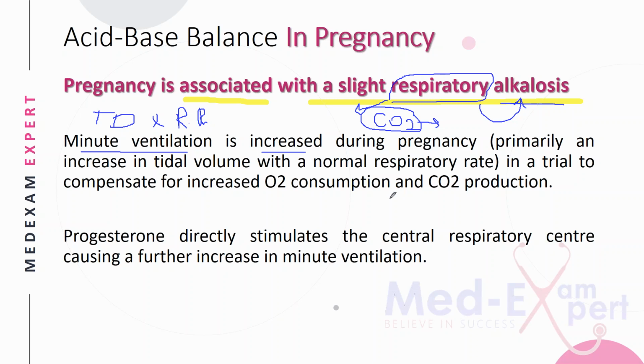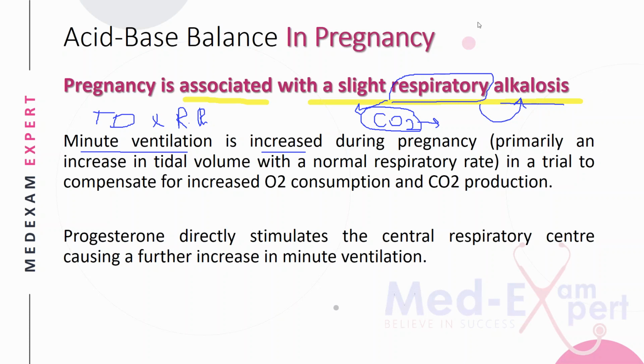Why does this happen in pregnancy? Because, due to an increase in the basal metabolic rate, I want more oxygen and I want to get rid of the extra carbon dioxide formed during the increased basal metabolic rate. So I have to get rid of this carbon dioxide by increasing the minute ventilation. This is what's happening in pregnancy.